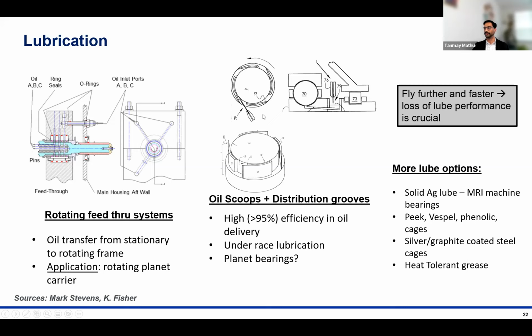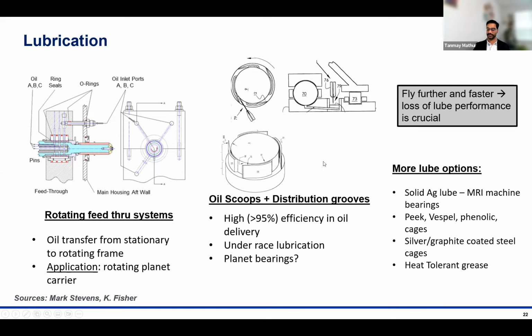Another method to increase oil delivery efficiency is to use oil scoops and distribution grooves. Let's say you have a bearing hidden deep inside behind a structural element, and you want to get oil to this bearing, but a direct jet is not possible. What you can do instead is impinge oil and let the scoop pick up the oil, and then through this distribution groove, route the oil directly to the roller. This is called under race lubrication, and it has a very high efficiency of delivery of the oil, greater than 95%.